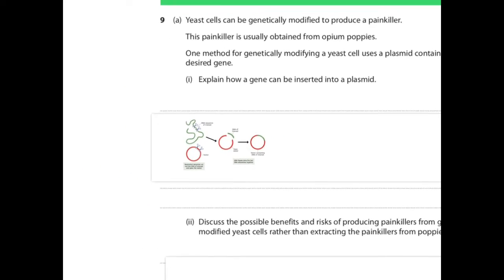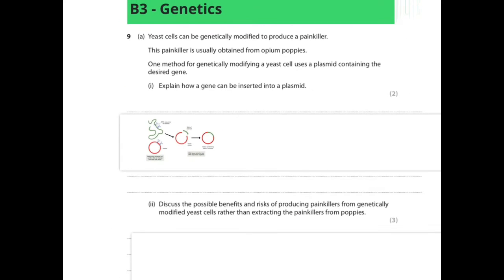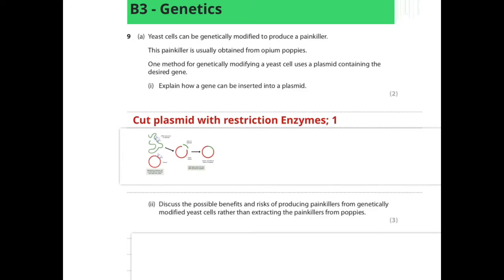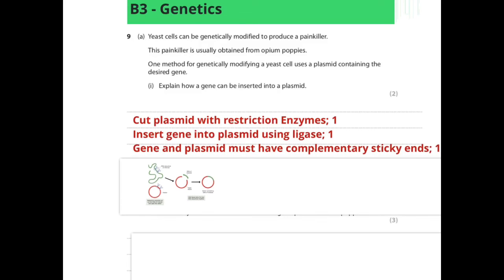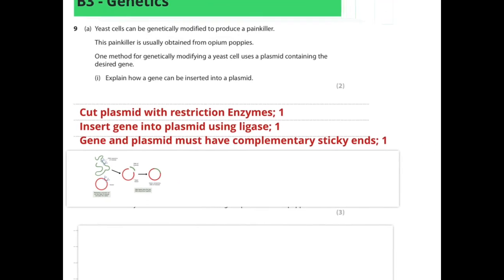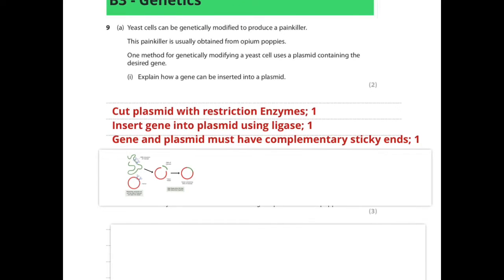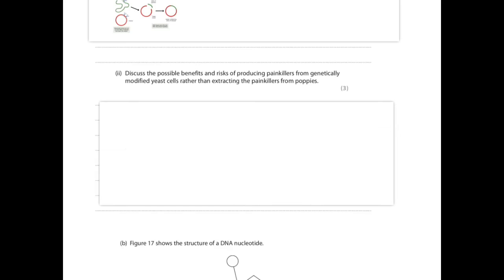So how do you express this in terms of an answer? You say: cut the plasmid with restriction enzymes, insert the gene into the plasmid using ligase enzymes. The gene and plasmid must have complementary sticky ends. So today this is a 2-mark question, but this could easily be a larger question, or it could even be a 6-marker if they ask you a little bit more about it, maybe something about genes or about the benefits of genetic engineering. But here they've asked the benefits as a separate question.